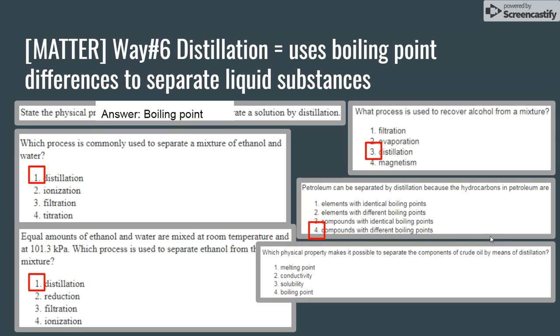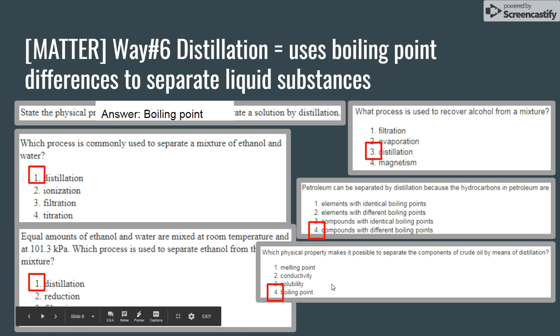Okay, which physical property makes it possible to separate the components of crude oil by means of distillation? For this problem, again, you want to think about what property distillation uses to separate a mixture of two liquid substances. It always uses boiling point. So the only possible answer choice for this is boiling point. All the others would be incorrect because they do not use that property to separate two liquid substances.